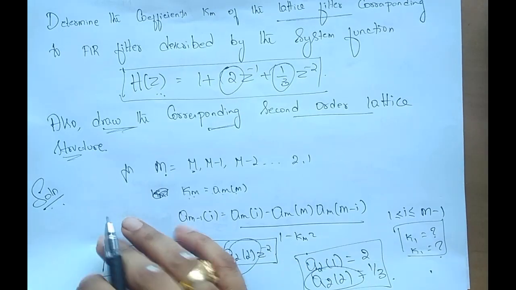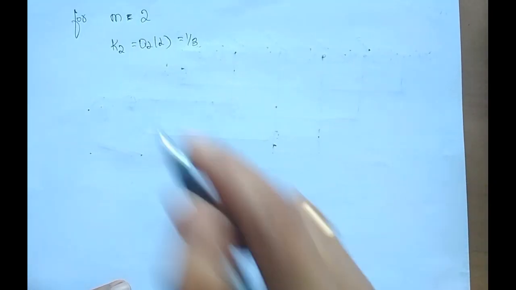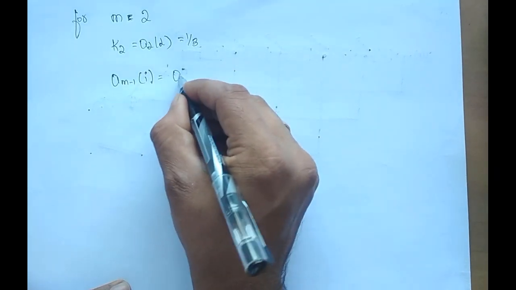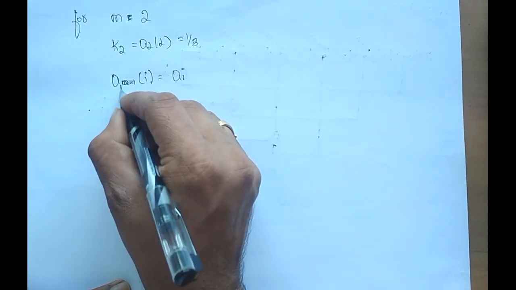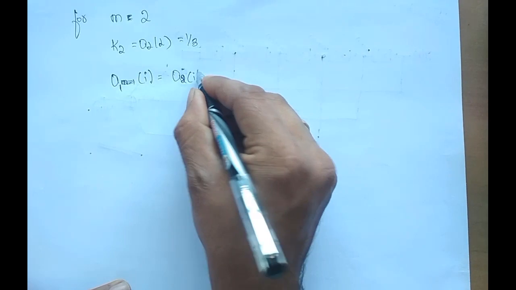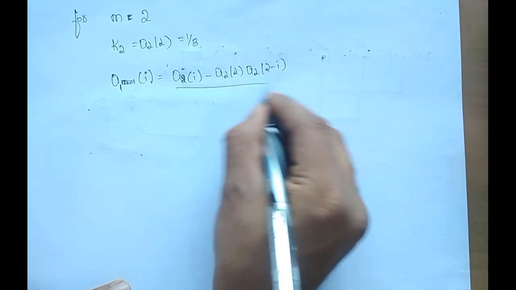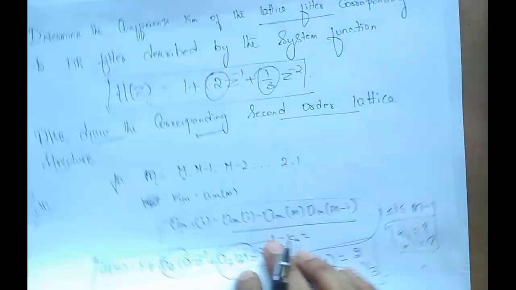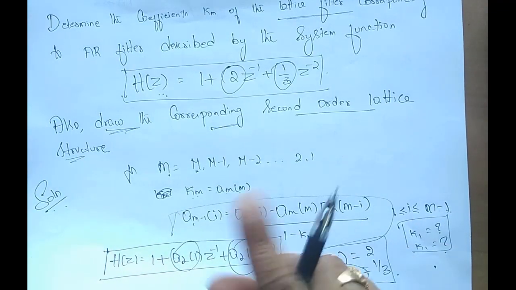So what is the next formula? It is this formula, right? Let me write this formula. a m minus 1 of i is equal to, since m is 2, 2 minus 1 is 1. So I will directly write it as a1 of i is equal to a2 of i minus a2 of 2 into a2 of 2 minus i, divided by 1 minus k2 square. And i is taking the value from where to where? It is taking the value from 1 to m minus 1. But m is 2, right? 2 minus 1 is 1. So i takes only one value, which is 1.